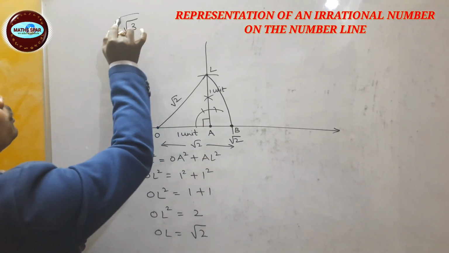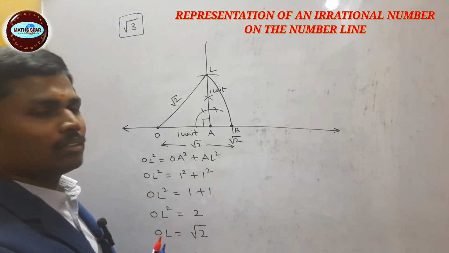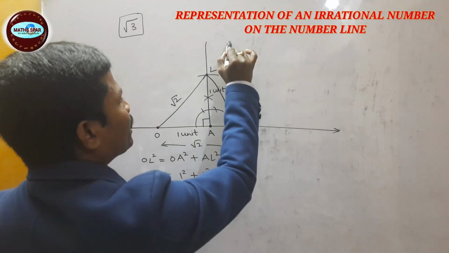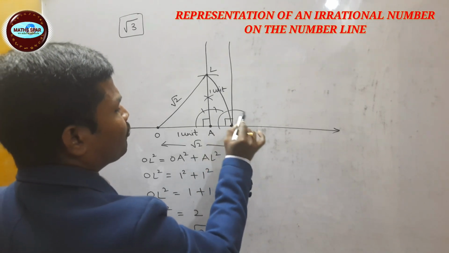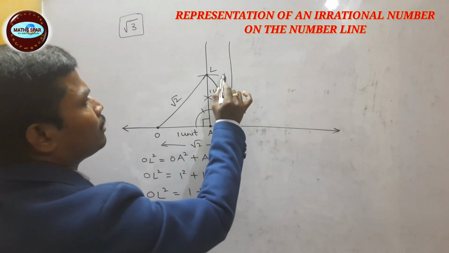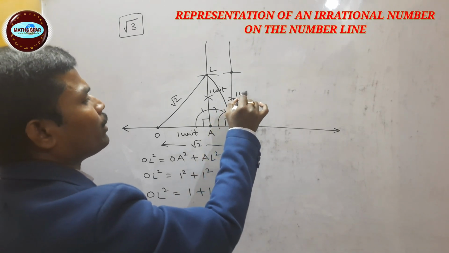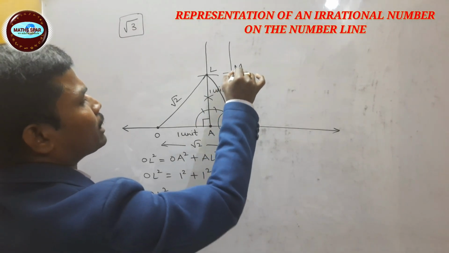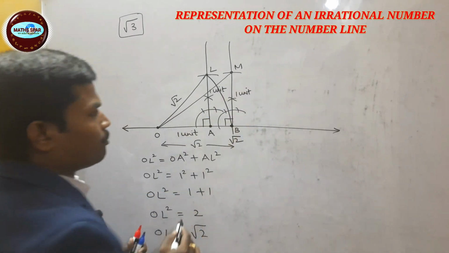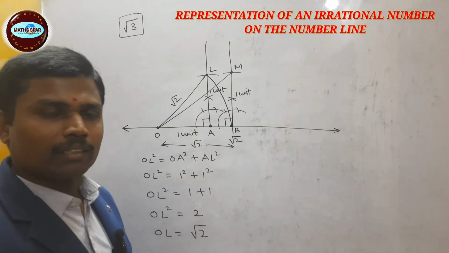But we are supposed to construct root 3 on the number line. How? At root 2, let us draw one more perpendicular with the help of a compass, and with B as center, we have to cut an arc of 1 unit, and let us mark this as M. Now if we join OM, then OBM is also a right angle triangle.